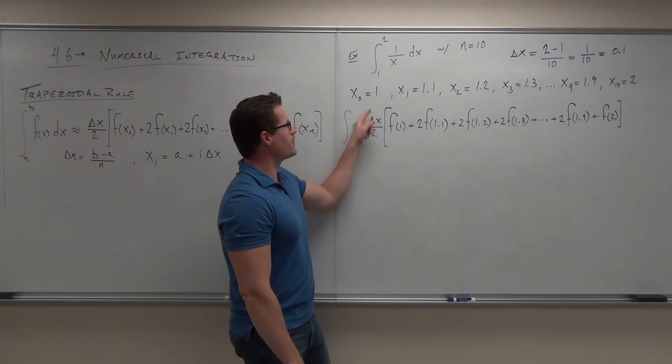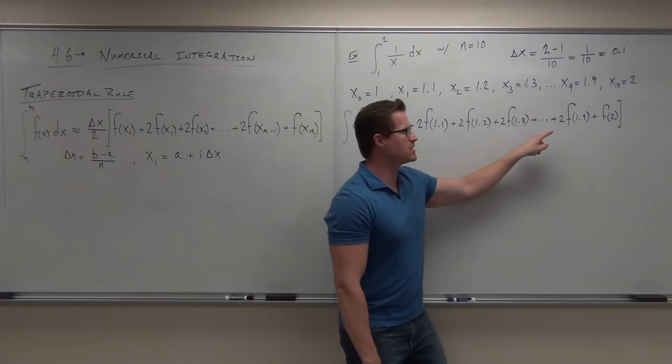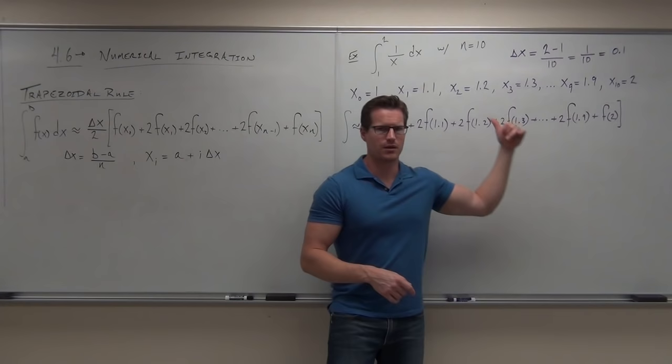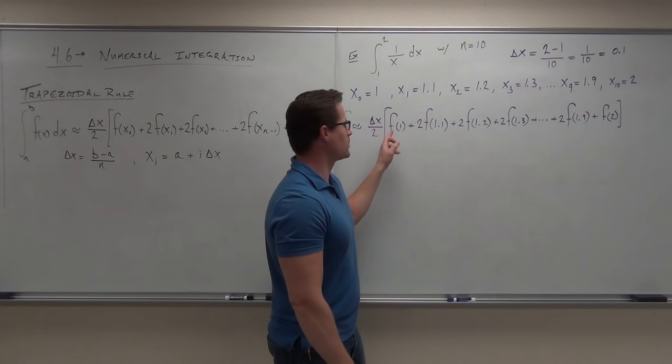F of x sub 0, f of x sub 1, so 1, and then 1.1, 1.2, all the way till you get to the very end. Notice the only two terms that don't have 2s are the first one and the last one. You follow? Now, what's nice about this, do you have a function that you can plug these things into? Yeah, it's right there. It's just 1 over x.